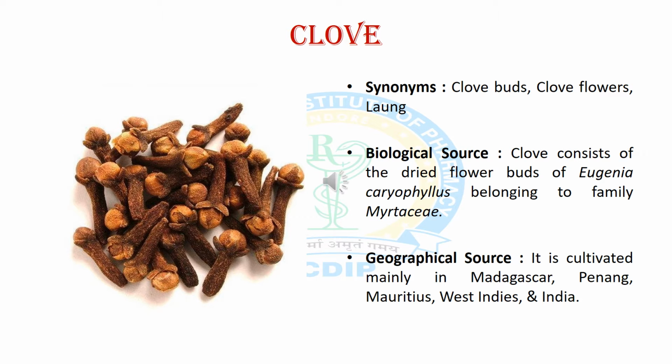Now we will discuss the first volatile oil containing crude drug, and it is clove. The synonyms of clove are clove bud, clove flower and long. The biological source of clove is the dried flower bud of Eugenia caryophyllus, which belongs to the Myrtaceae family. And the geographical source: it is cultivated in Madagascar, Penang, Mauritius, West Indies and India.